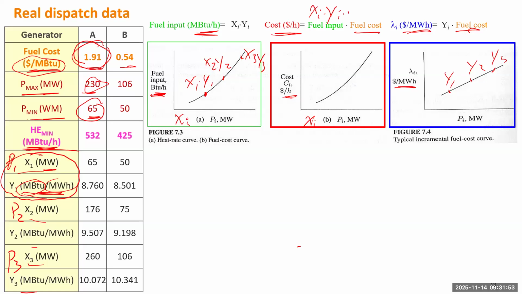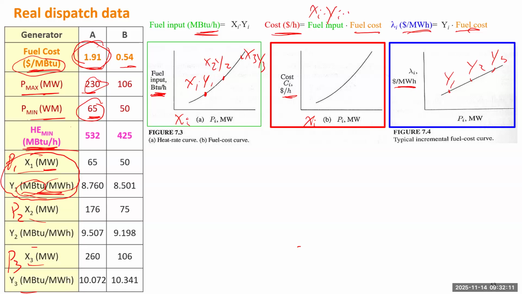So we can draw the 3 curves. If you want, we can just draw 3 points on each curve. But if you want, you can fit those points into a quadratic curve for the first and second plot, and fit into a linear curve for the third one.